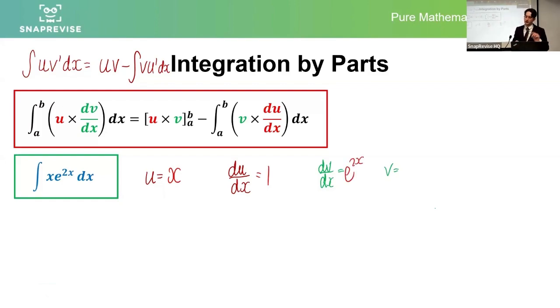So just be careful finding v, you have to actually integrate that. So integrating e to the 2x will be a half e to the 2x. So let's do this together.